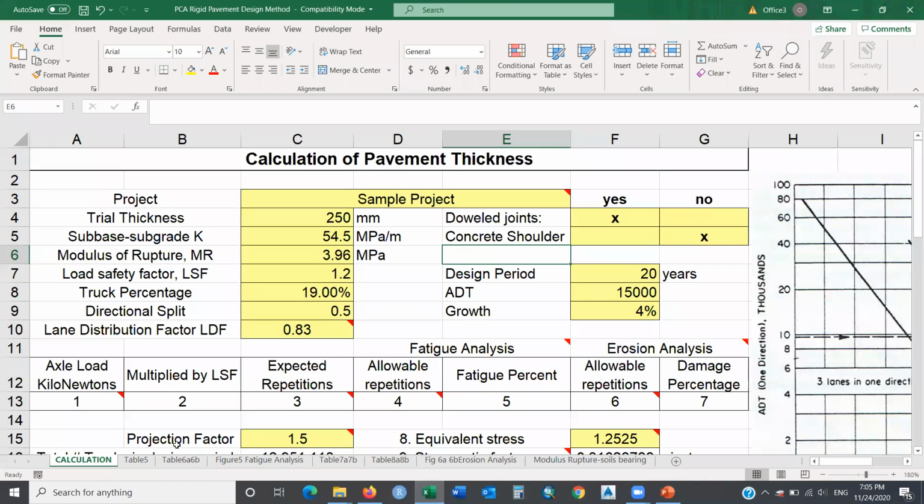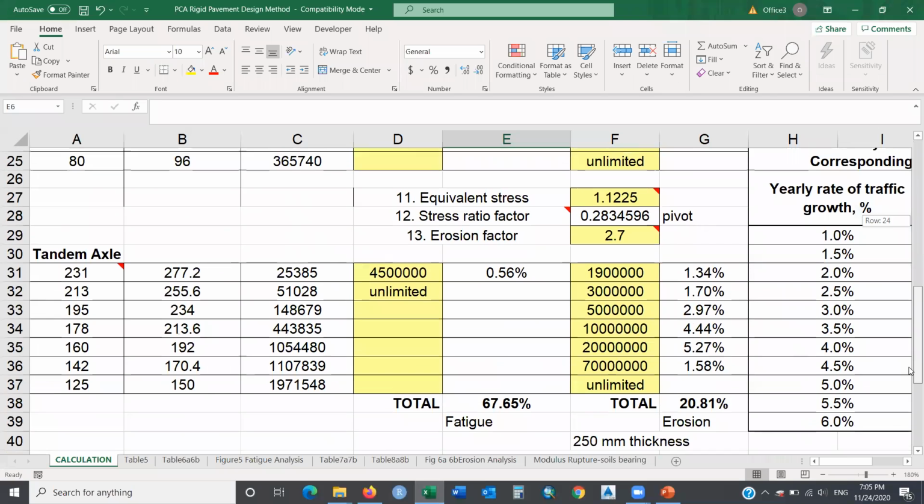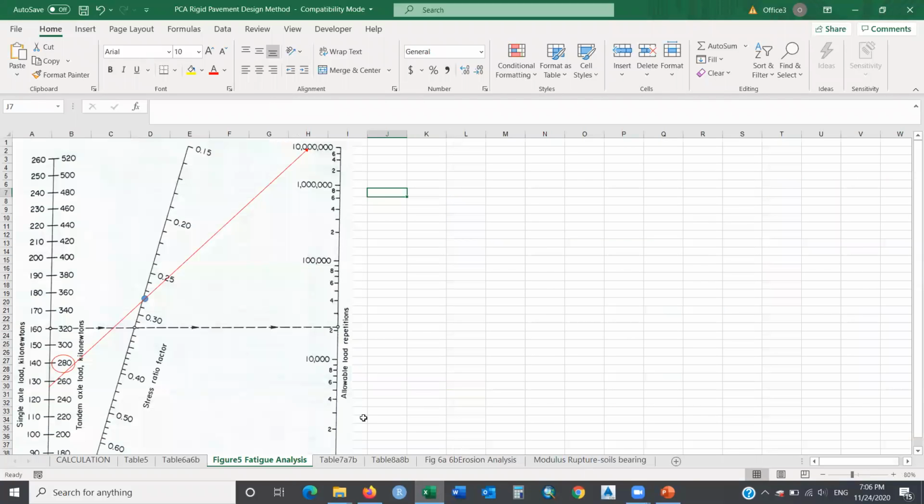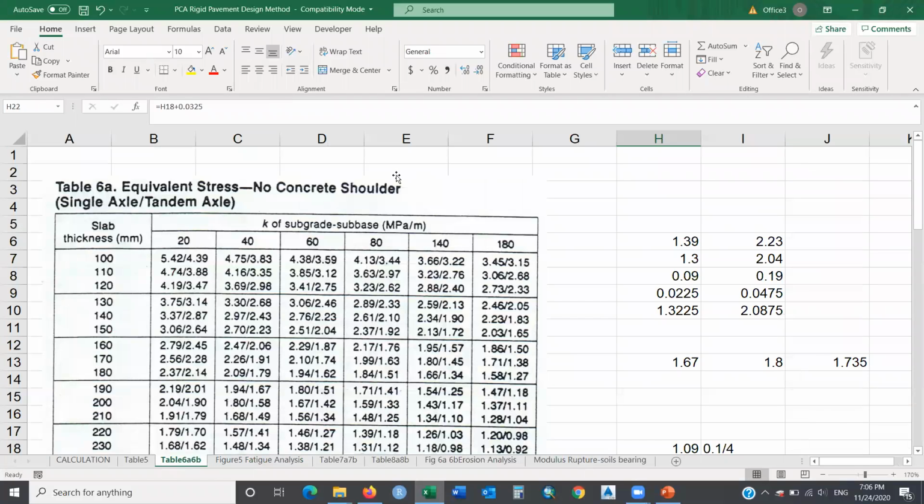Because if you see, we are at 67% fatigue, so you still have another 33% room. But in erosion, you still have 80% room. So erosion is not a problem. Fatigue is the one that is getting close. For fatigue, concrete shoulder, no concrete shoulder. That is the main element for my fatigue, as Lana clearly identified.